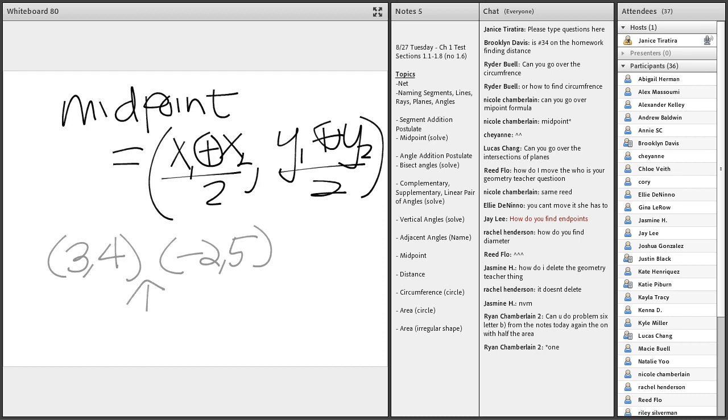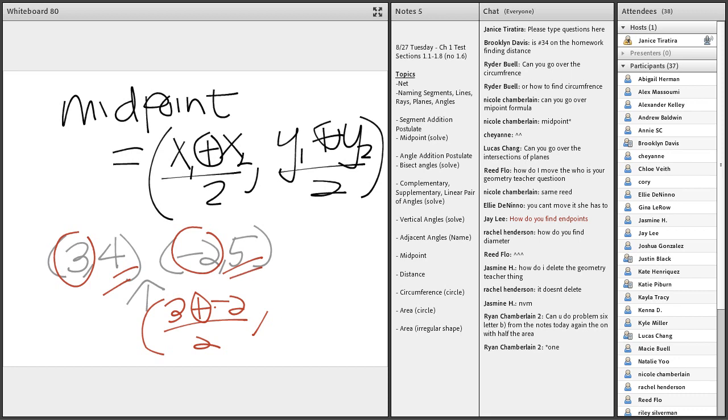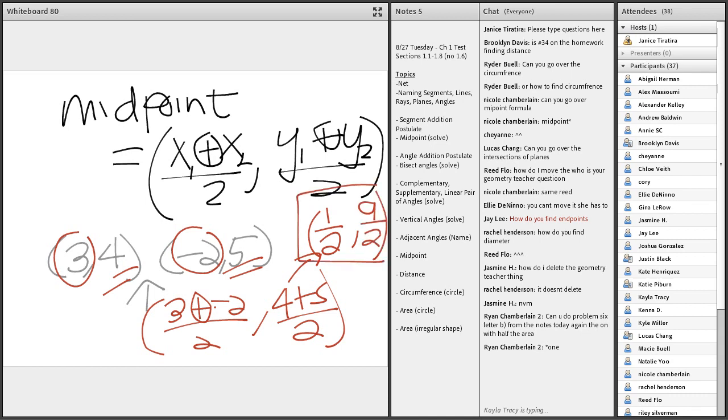What's the middle? You would literally just plug into the formula. Here are the x's, you're going to add them: 3 plus negative 2, then divide by 2. Again, you're adding. Then you add the y's: 4 plus 5 divided by 2. It's okay to get fractions, totally fine. The first answer is 1 over 2. The second answer is 9 halves. So this is the middle of those 2 points. That one's an easy one for midpoint.